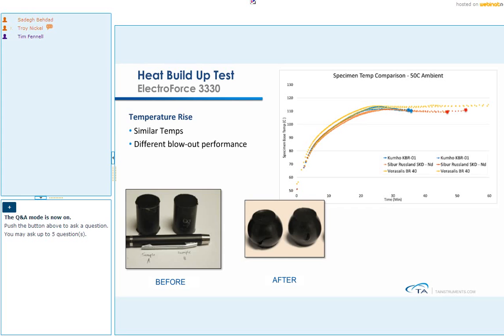And here are some pictures of the samples before and after the test. So the standard says let the sample sit at room temperature for an hour, and after it's relaxed for an hour, measure its height and compare it to what it was before running the test.